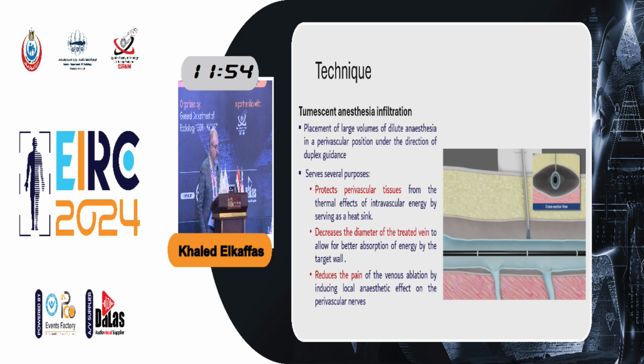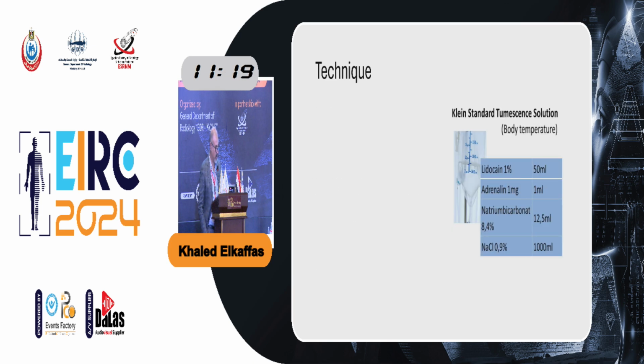This is placement of large volumes of diluted anesthesia in the perivascular position under the direction of ultrasound. It serves several purposes, mainly to protect the perivascular regions from heat or thermal injury, and to compress the vein surrounding the catheter to optimize good ablation. Also, under the effect of anesthesia, it reduces the pain for the patient. So this procedure is done without general anesthesia, only with local and tumescent anesthesia, and the patient goes back home after the procedure without any hospitalization.